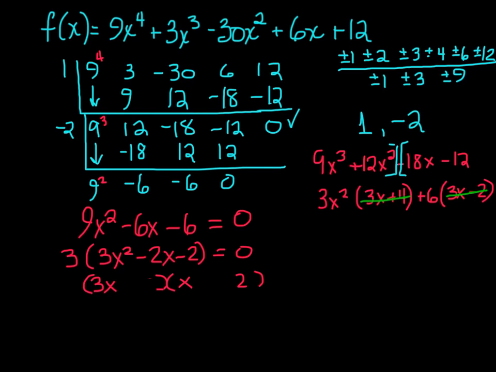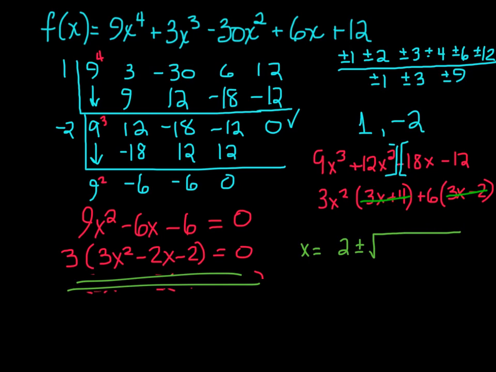So now what do I do? I ditch factoring and I go to the quadratic formula. x equals the opposite of b plus or minus the square root of b squared minus 4ac all over 2a. Notice I'm using the quadratic that's inside. I factored a 3 out of each of these, so my solutions are going to still be the same. The 3 is just a vertical stretch.